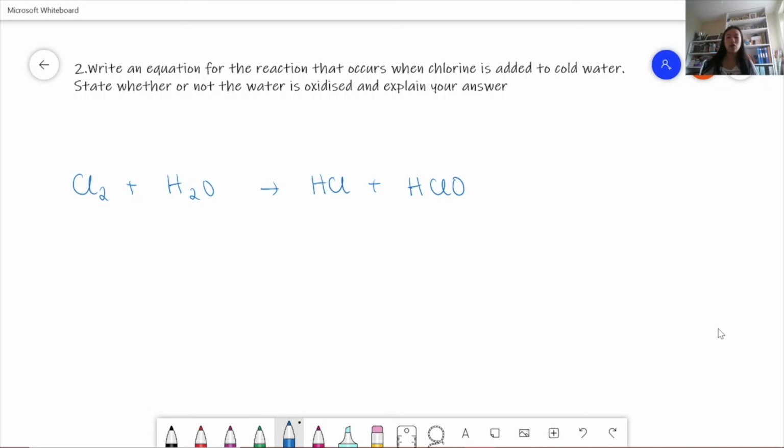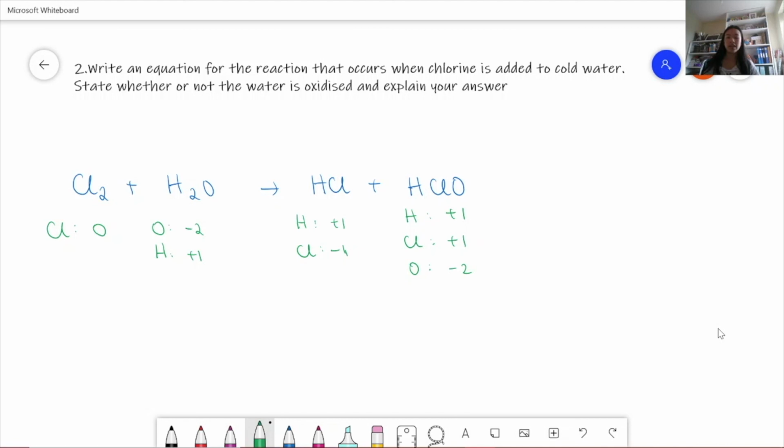So if we have a look at all the oxidation numbers, chlorine here is 0 because it's an element. Then we have oxygen and hydrogen, -2 and +1. And then here we've got hydrogen and chlorine, +1 and -1. And then here we have hydrogen, chlorine, and oxygen. Hydrogen is +1, chlorine is +1, and oxygen is -2.